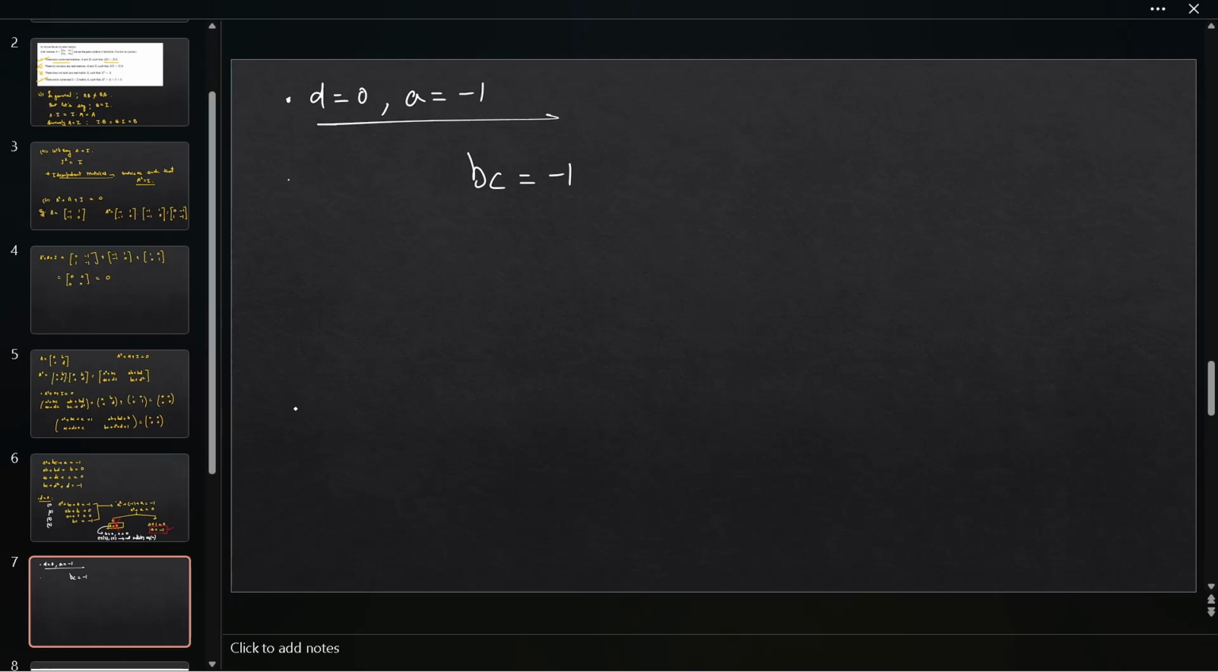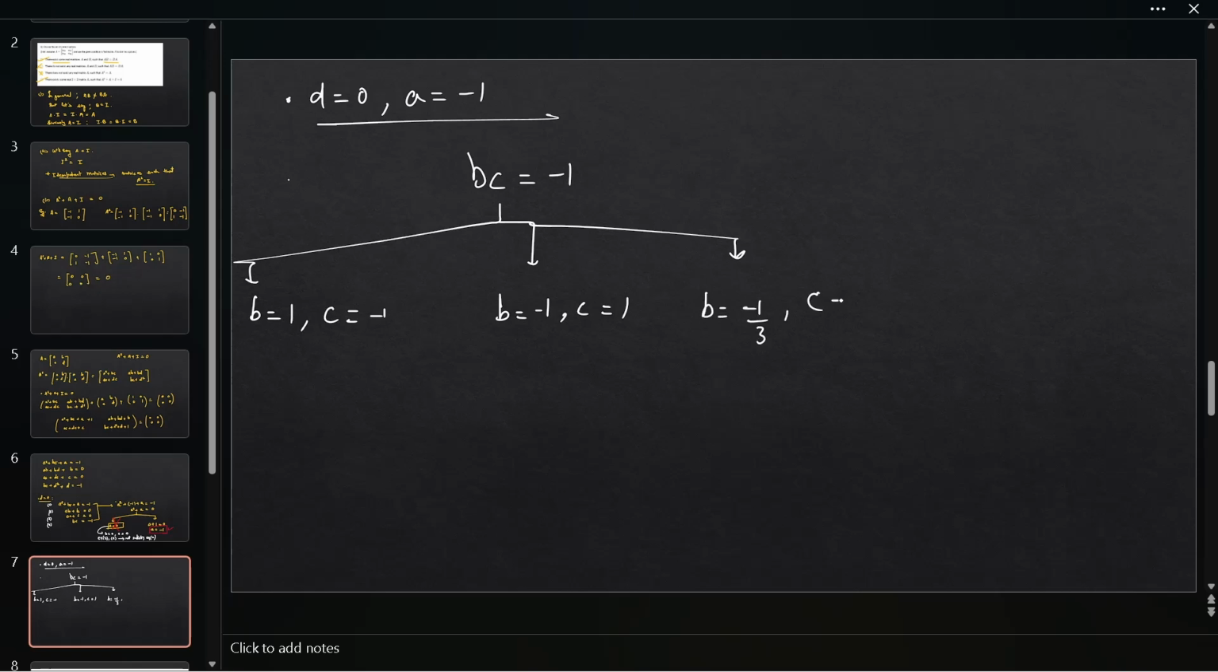Minus 1, sorry. So if BC is equal to minus 1, we can take any combination of B and C which will result in minus 1. So let's say I can take B equal to 1 and C equal to minus 1 maybe, or I can also take B equal to minus 1 and C equal to 1. I have other options like taking B equal to minus 1 by 3 maybe, and then C equal to 3, and so on. So there are endless possibilities of choosing B and C.